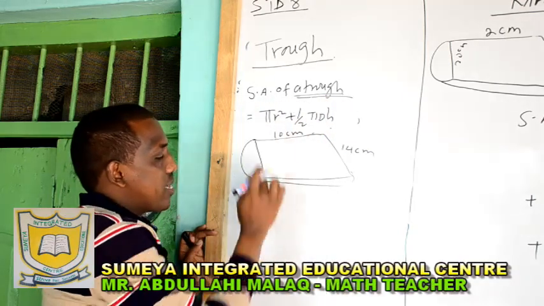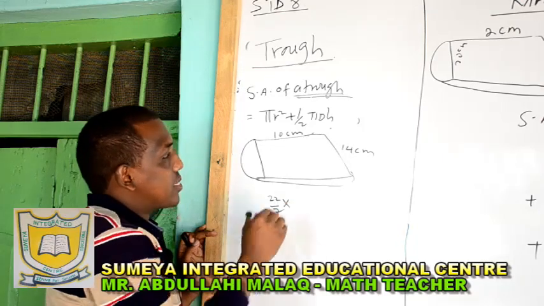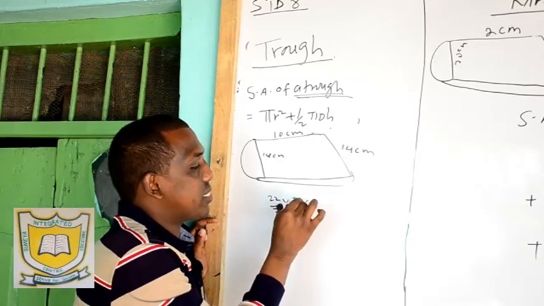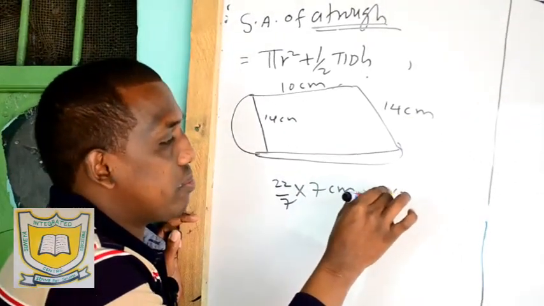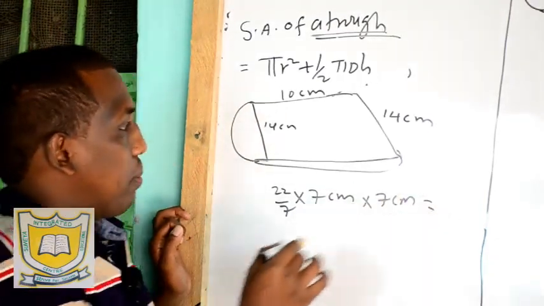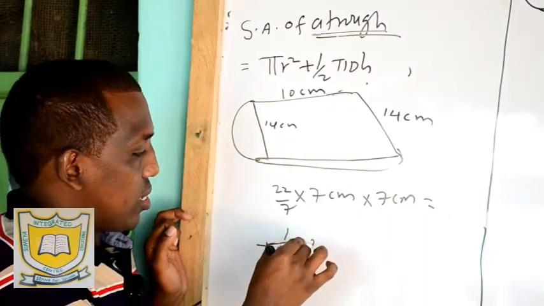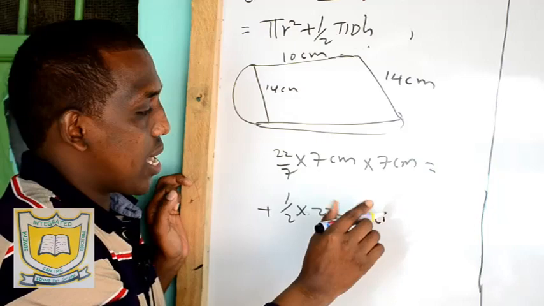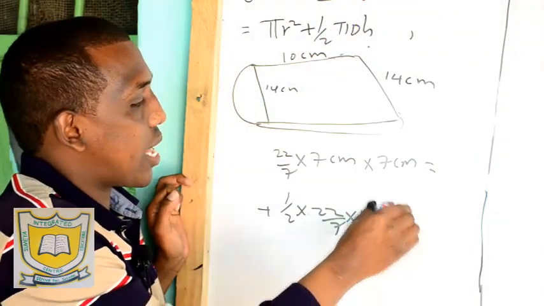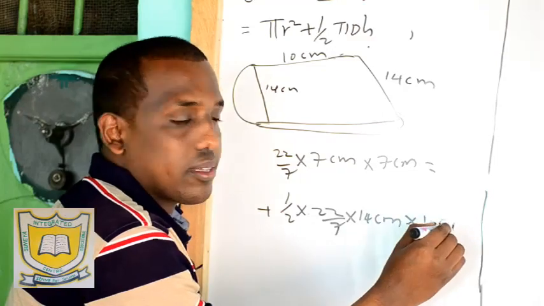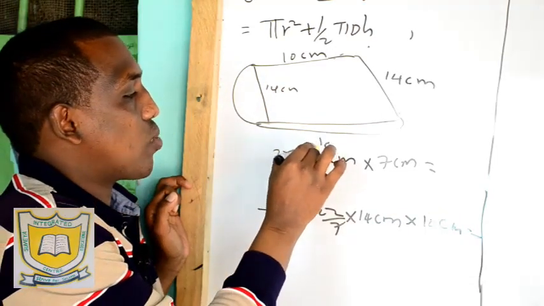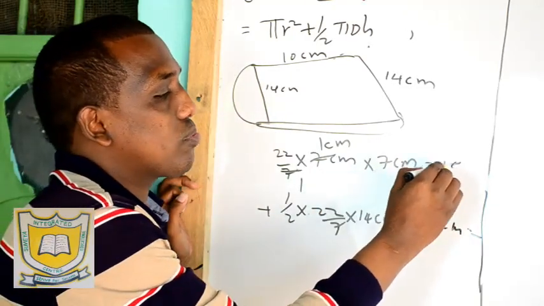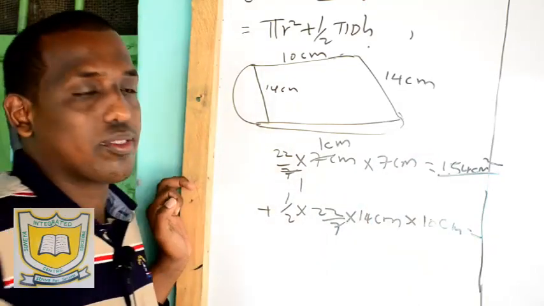So let us say now, 22/7 times r, the radius. This is the diameter, 14 centimeter, so the radius is 7 centimeter, multiplied by 7 centimeter, plus a half times 22/7 times diameter 14 centimeter, because it is ½πdh, times height, which is 10 centimeter. So 22 times 1 centimeter is 22. 22 times 7 is 154 centimeter squared. We are through with the first part.